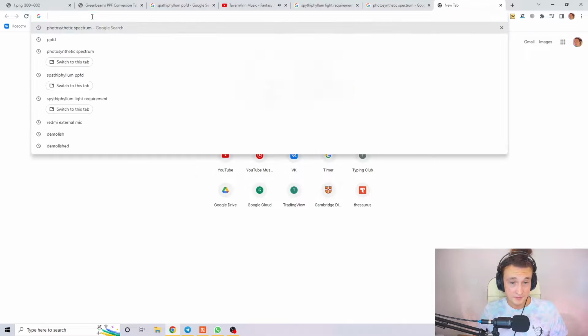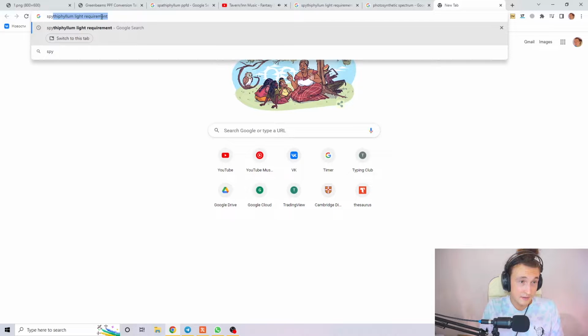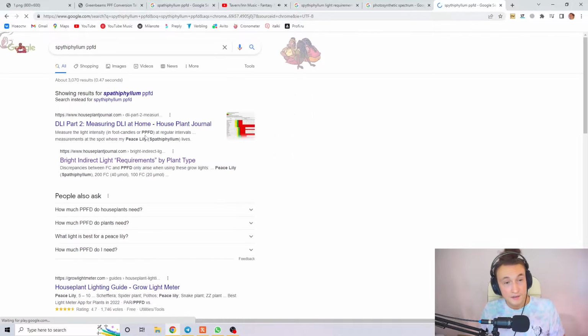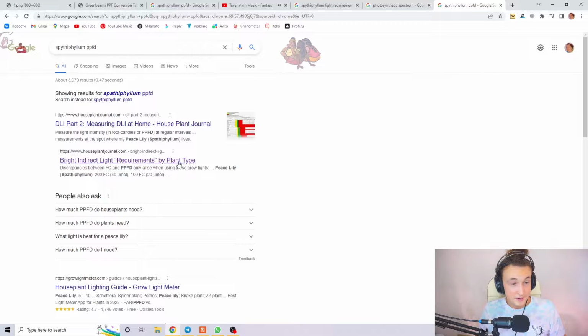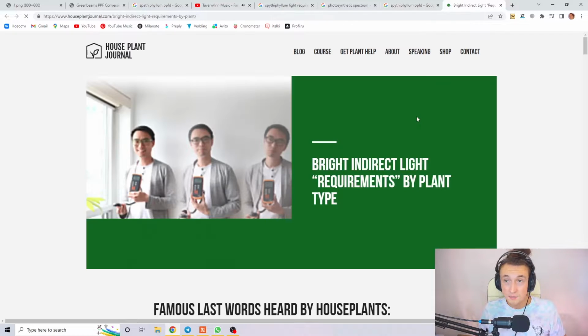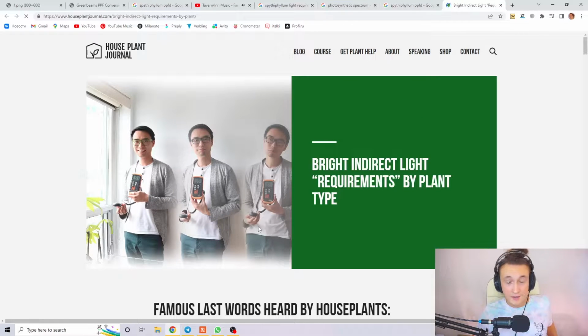For example, spathiphyllum PPFD. It's very hard to find. It's nowhere to be found. Like, bright, indirect light requirements by appliance type. And here is the guy talking about the thing that I'm talking about right now. Right, so you need to actually measure the light. And there is a simple tool to do that. It's called a luxmeter.